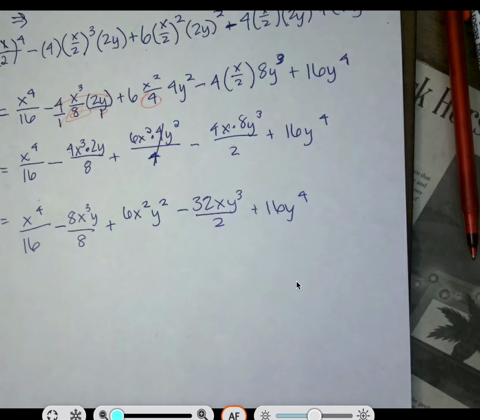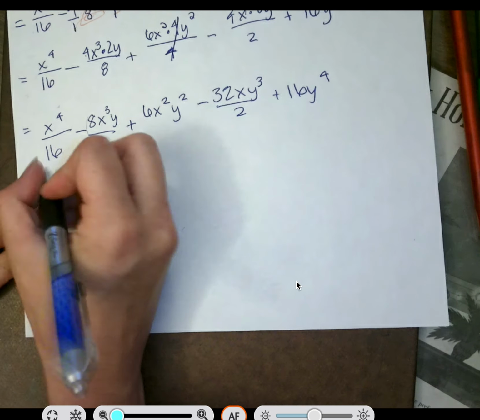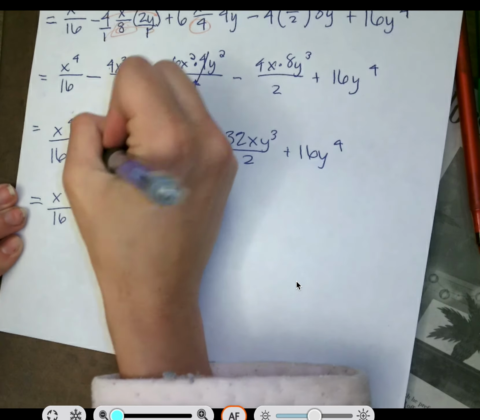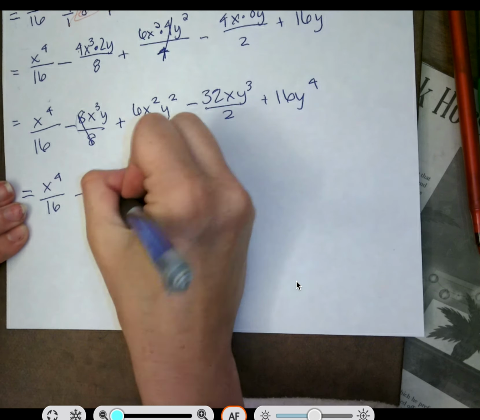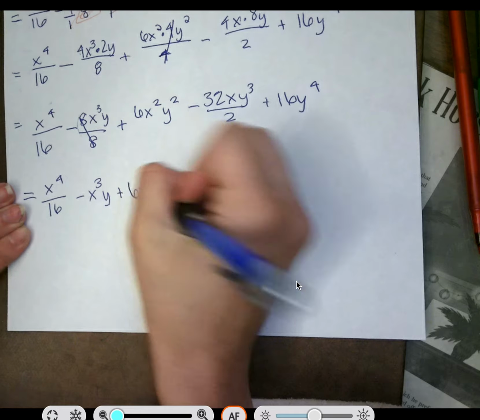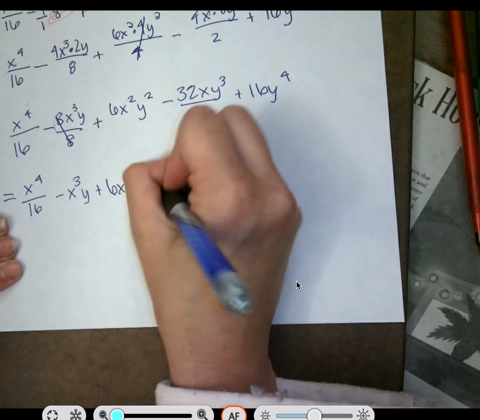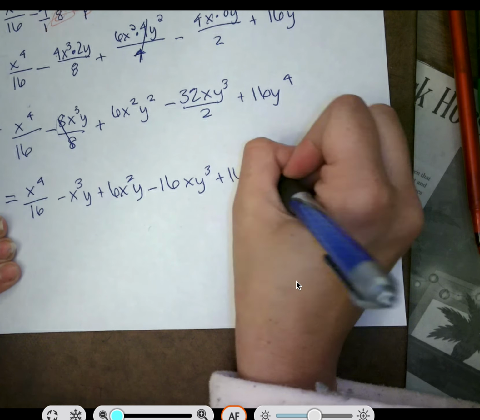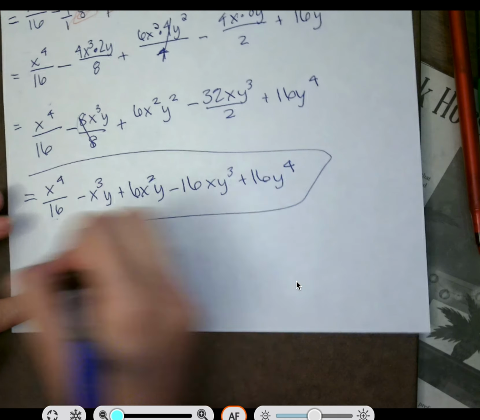Well, if we notice the pattern here, most of these are going to have something cancel out. It's just x to the 4th over 16. Your 8's cancel out. Minus x cubed y plus 6x squared y squared. 32 over 2 minus 16xy cubed plus 16y to the 4th. There are no like terms, so you cannot combine any further. This is your final answer.